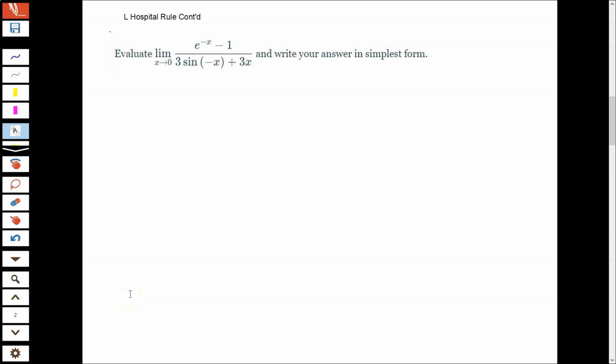In this lesson, we're going to tackle some more challenging L'Hopital rule problems. So make sure you finish the last lesson and you understand it well before moving on to this one, and make sure you have notes and examples written down from that last lesson to reference.